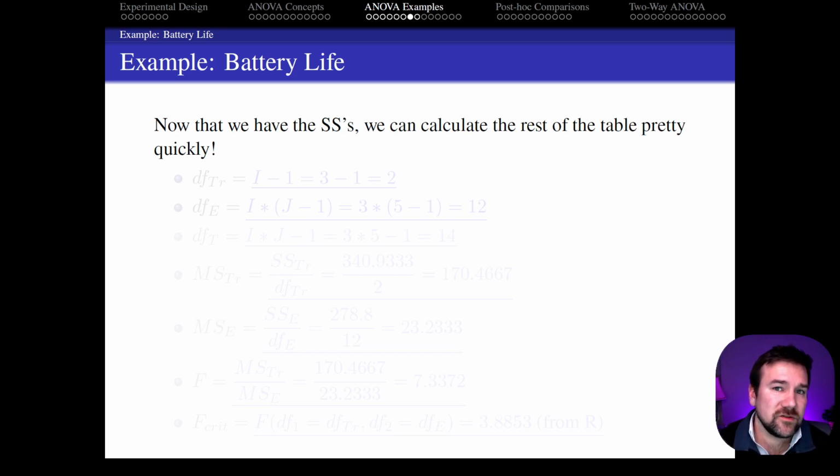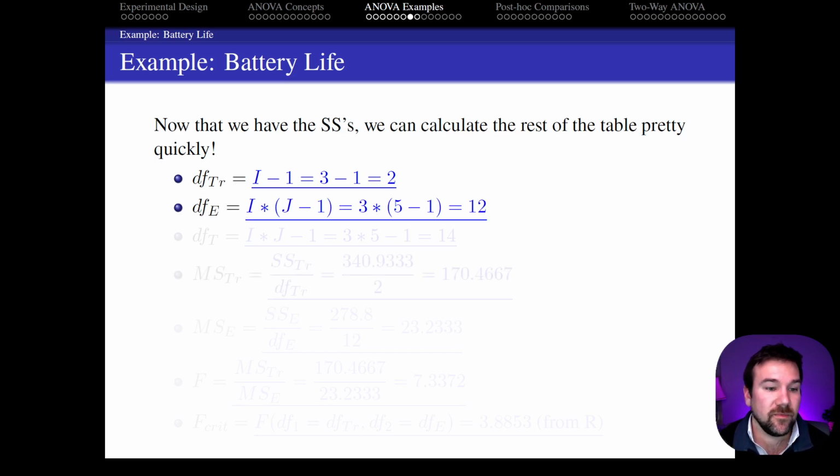After the sum of squares, those are the hard part. The rest of the stuff is pretty easy. The degrees of freedom treatment is the total number of groups, capital I, minus 1. So I take the total number of groups, in this case 3, subtract 1, and I get the degrees of freedom for treatment is 2.